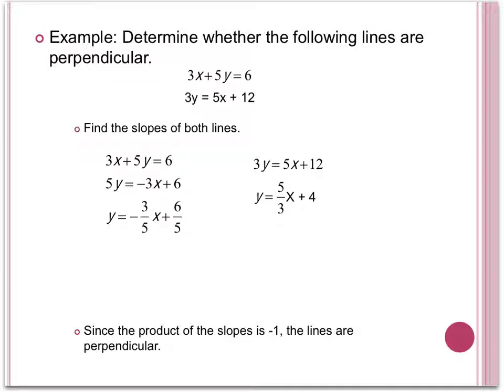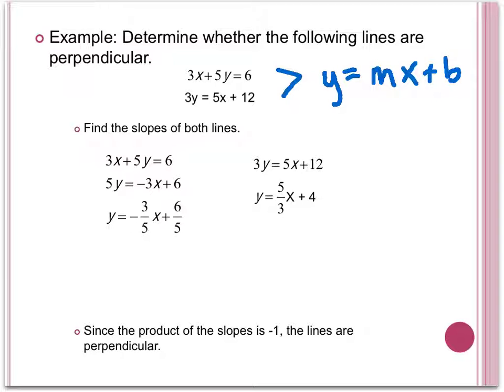Now let's do another example. Determine whether the following lines are perpendicular. 3x plus 5y equals 6, and 3y equals 5x plus 12. Instead of using 2 points to find the slope of a line, we're going to rewrite each of these equations into slope-intercept form. That is simply y equals mx plus b.